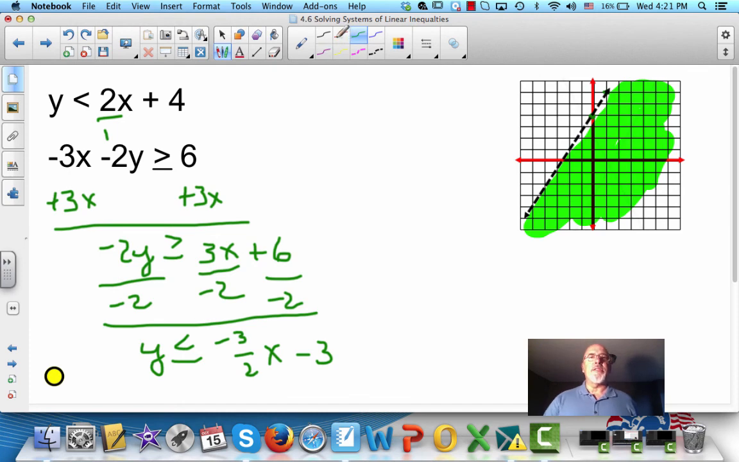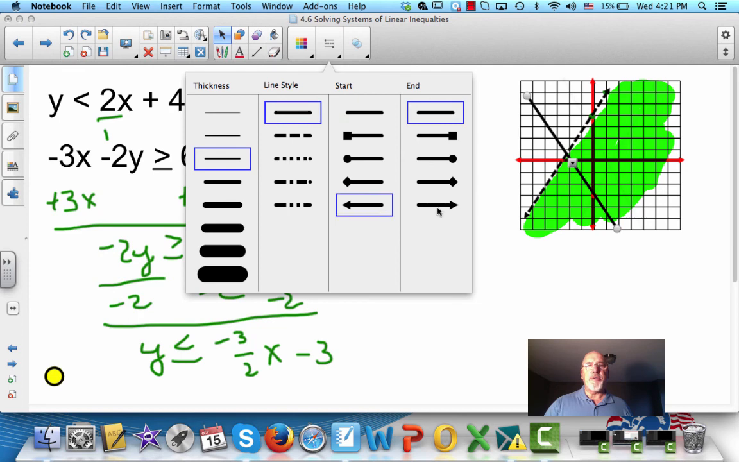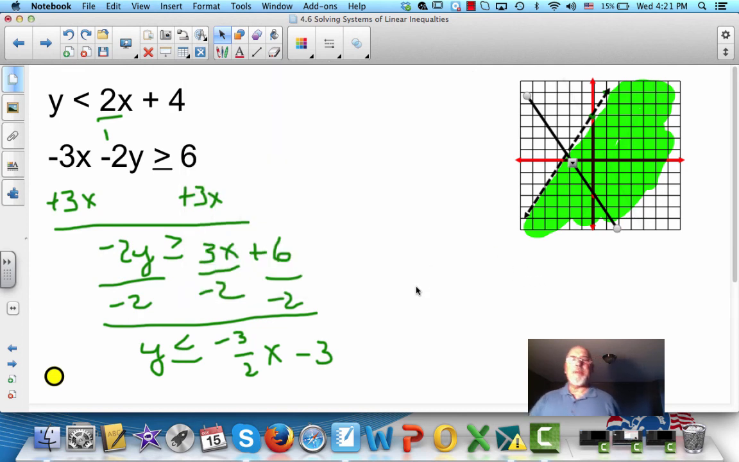So let's get a different color since I used green as my highlighter. Negative 3 is the y-intercept. 1, 2, 3. And our slope is negative 3 over 2. So we go down 3 and right 2. Let's draw the line. And this says or equal to, so it's going to stay a solid line. But we do need to put our arrows on each end of it. I want to remind you, please always remember to put the arrows because that means the lines go on forever in each direction.